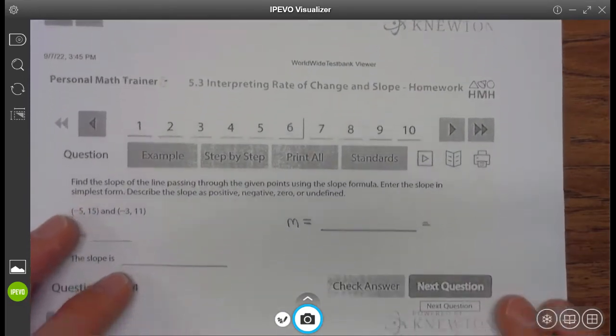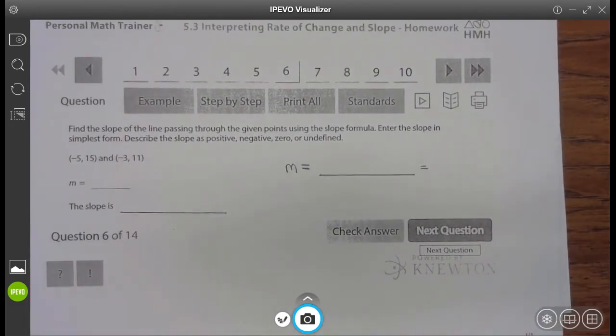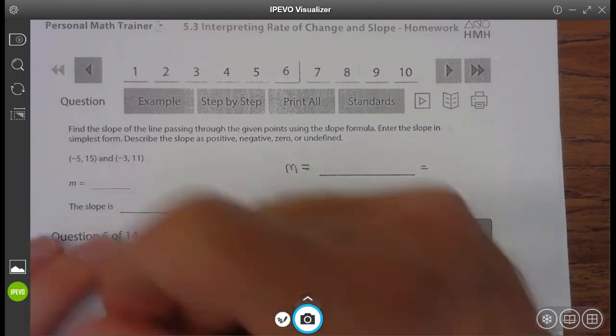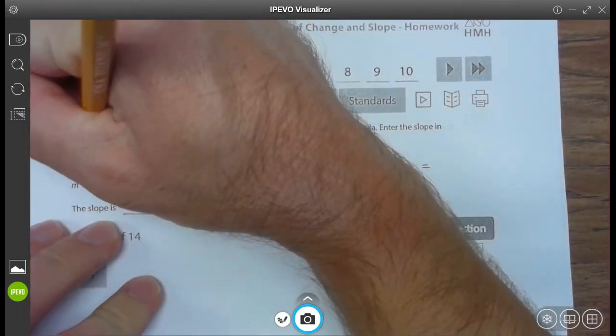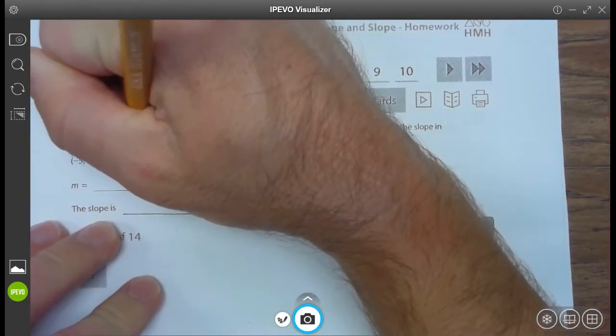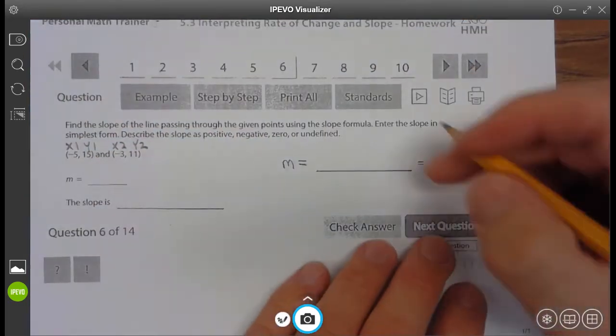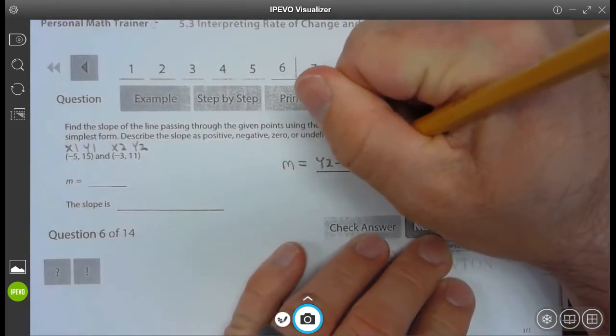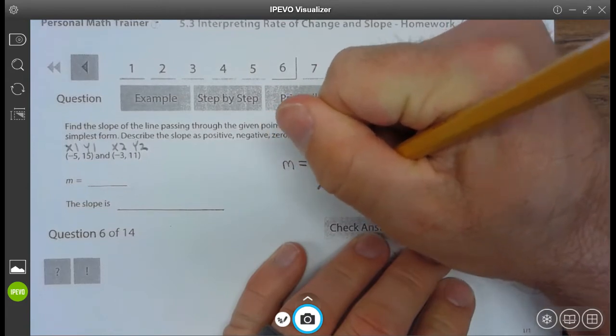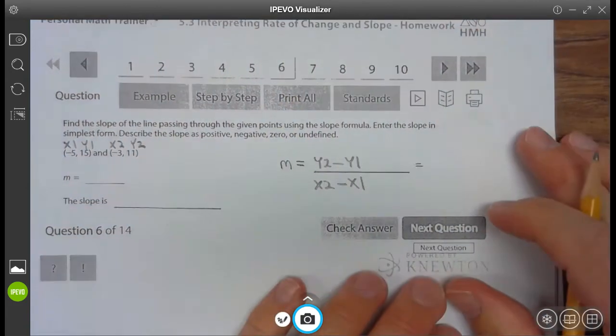All right. Let's take a look at example 6. Find the slope of the line passing through the given points using the slope formula. Enter the slope in the simplest form. Describe the slope as positive, negative, or 0. So again, this is going to be x1, y1. This is going to be x2, y2. We know slope is y2 minus y1 divided by x2 minus x1.